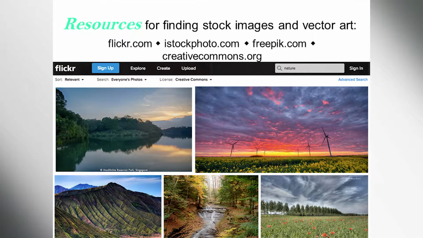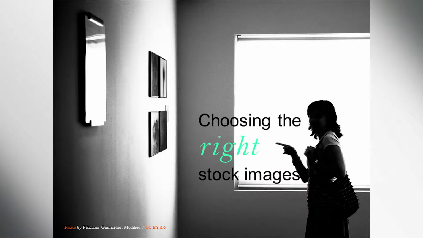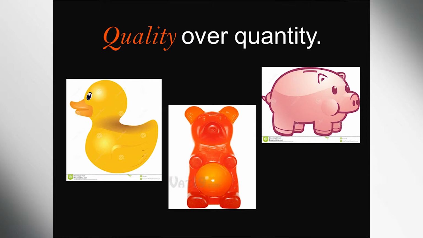So some resources that you can use for finding stock images and vector art, they're listed up here. But the one that we are going to be using today is Creative Commons, and I'll talk more about that in a bit. Some rules for choosing the right images. You want to think about choosing good quality images over having a lot of different images.